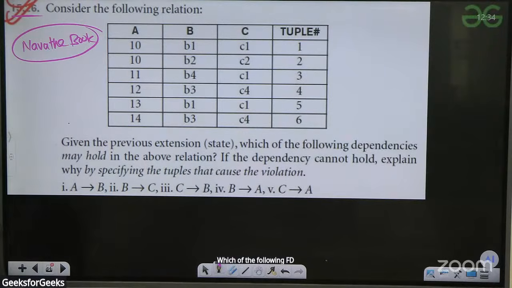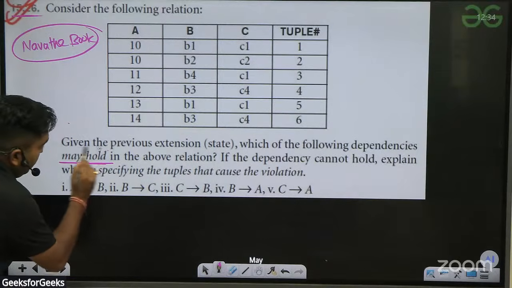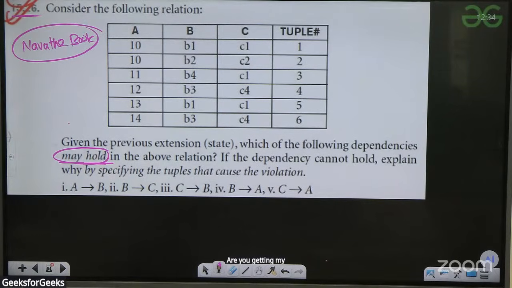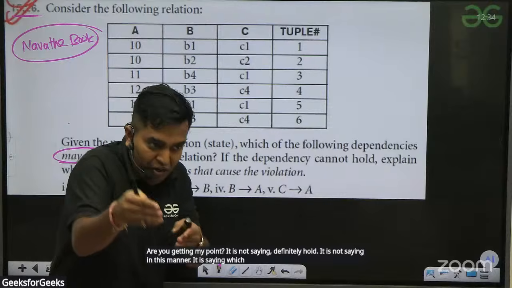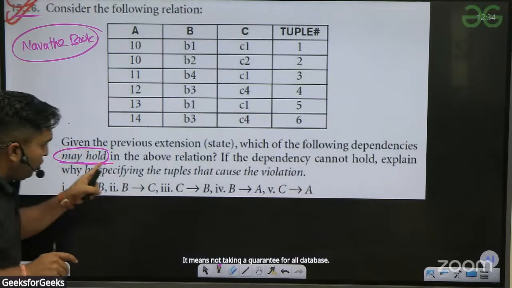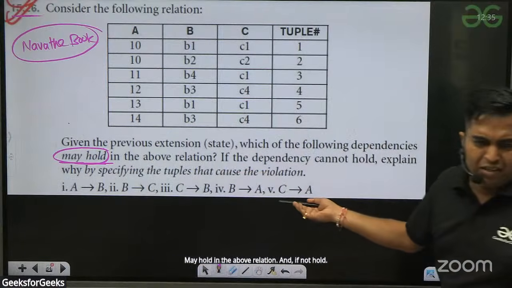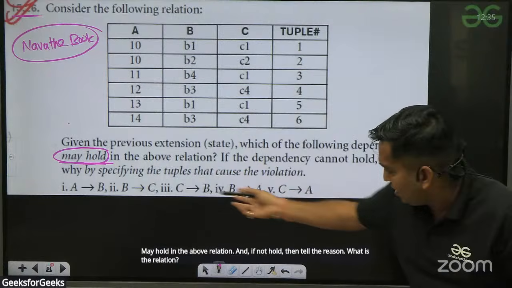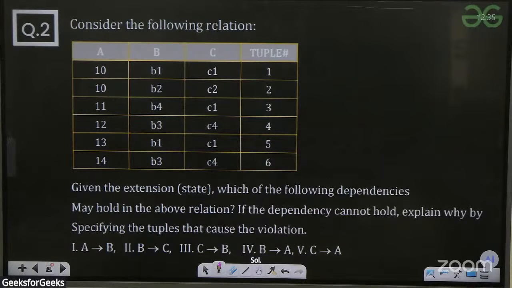may hold. Are you getting my point? It is not saying definitely hold. It is saying which one may hold. It is not taking a guarantee for the whole database. May hold in the above relation, and if not hold, then tell the reason. What is the violation? So please solve this question.